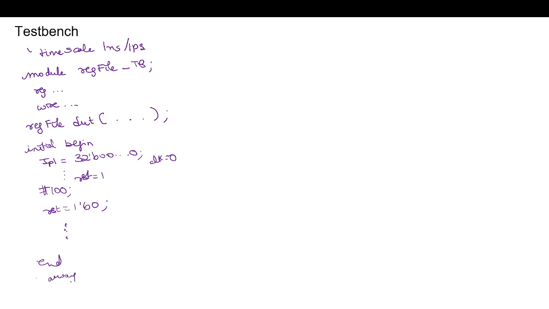So we will have always begin, clock is equal to not clock. End. This is our Verilog code. So here you can define the required inputs. Any doubts?